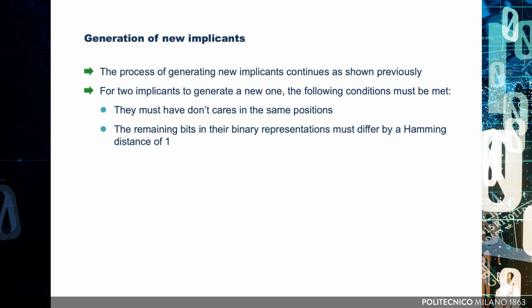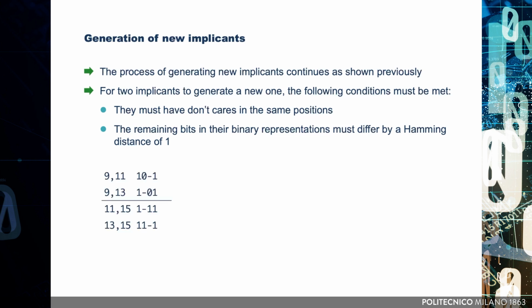The only difference at this stage is the presence of don't care symbols in the binary representation of the implicants, which must be handled appropriately. Specifically, in order to generate a new implicant from a given pair, the 2 implicants must have the don't care symbol in the same position, and the remaining bits must differ in exactly 1 position. That is, they must have a Hamming distance of 1 in the defined bits.